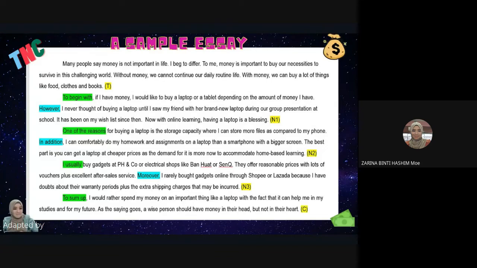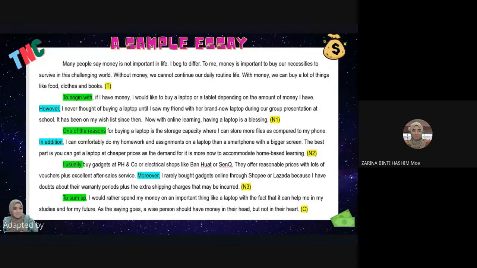So what is in the first paragraph? What do you write in the first paragraph? Please type your answer in the chat. What topic are we talking about here, Pavitran? About the money, about the importance of money. Yes. So let's see how I write that.